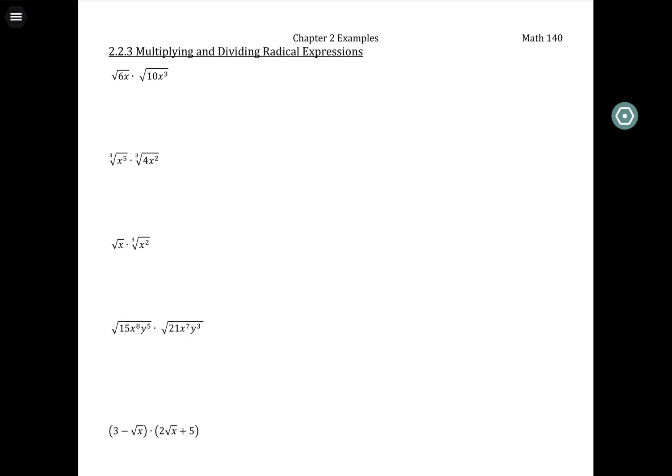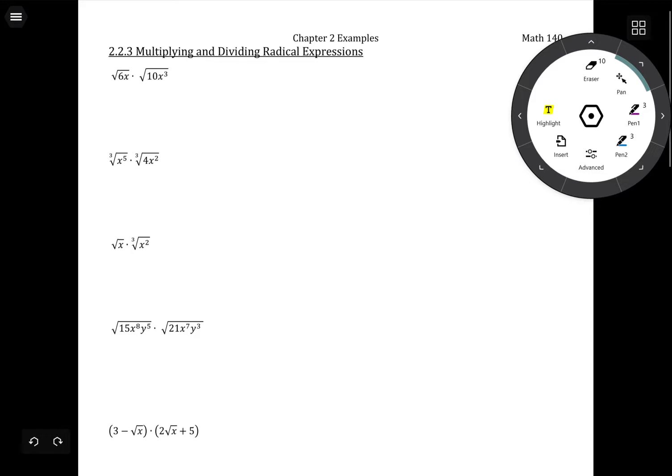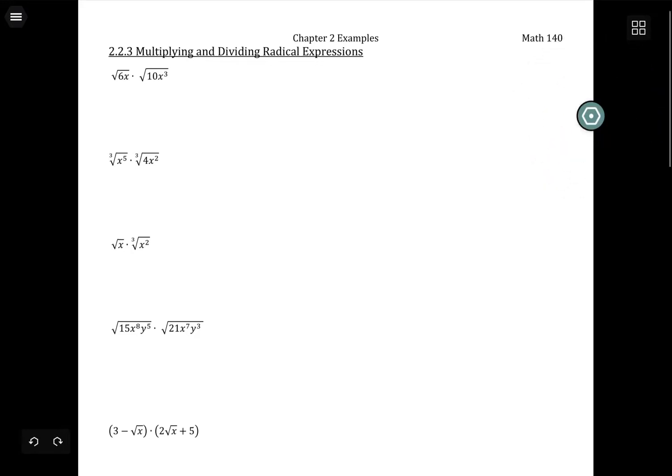So for example, the very first one, and again, my pen is turned off. I don't know why it keeps doing this. Okay.